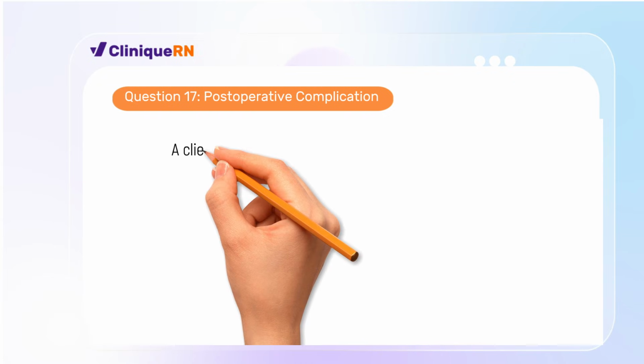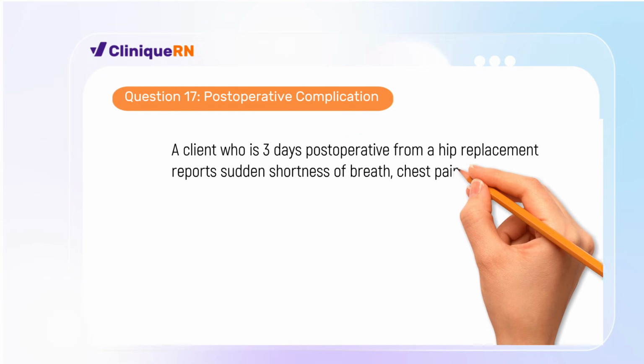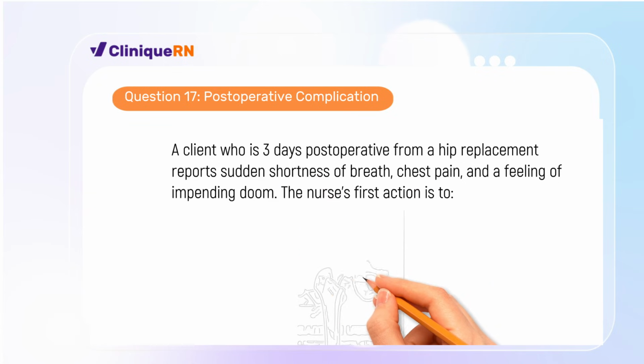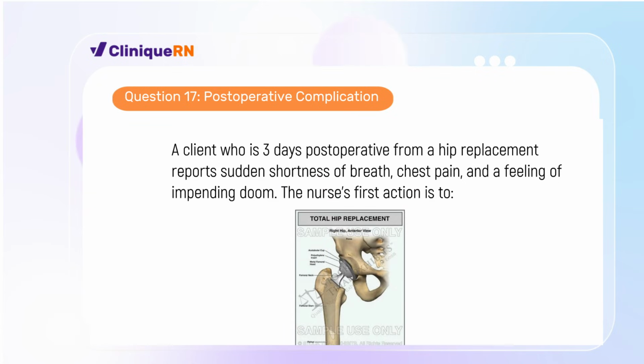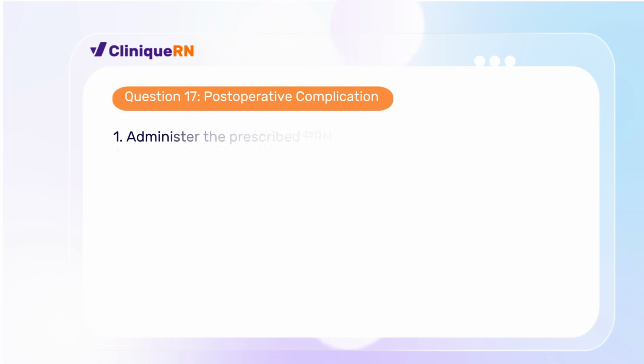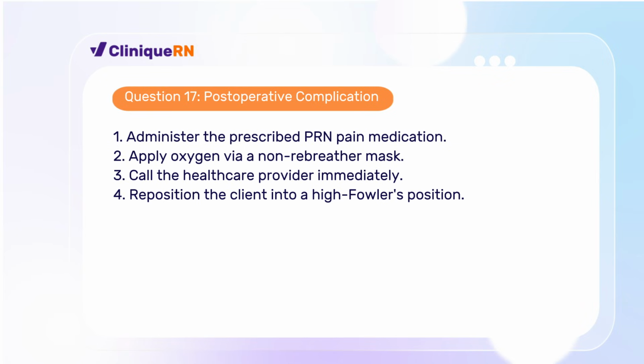Question 17. Postoperative complication. A client who is 3 days postoperative from a hip replacement reports sudden shortness of breath, chest pain, and a feeling of impending doom. The nurse's first action is to 1. Administer the prescribed PRN pain medication. 2. Apply oxygen via a non-rebreather mask. 3. Call the healthcare provider immediately. 4. Reposition the client into a high Fowler's position.